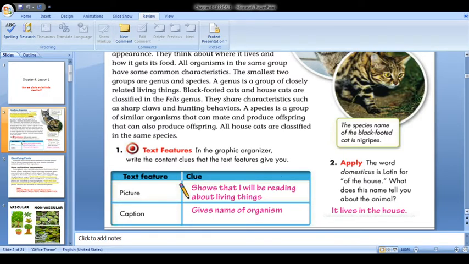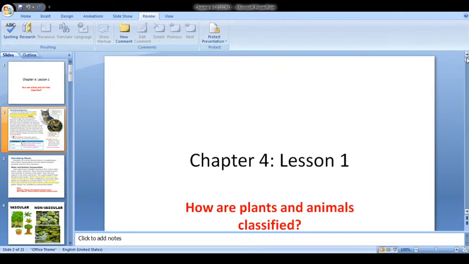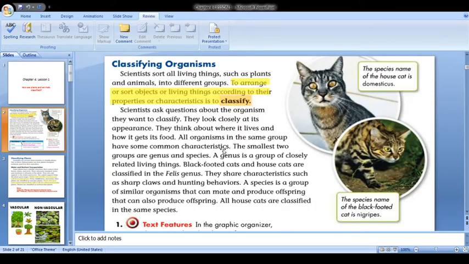Okay, the important thing in this lesson is only this. This definition here is highlighted also on this page. What is classification? Putting things in groups. And then what is the smallest group? A genus is a group of closely related living things. The smallest two groups are genus and species. So on this page, you should know that classifying is putting things in groups, and that the two smaller groups are genus and species.